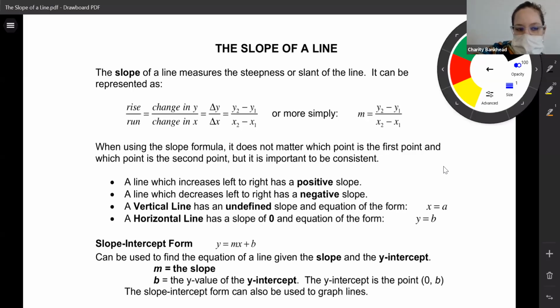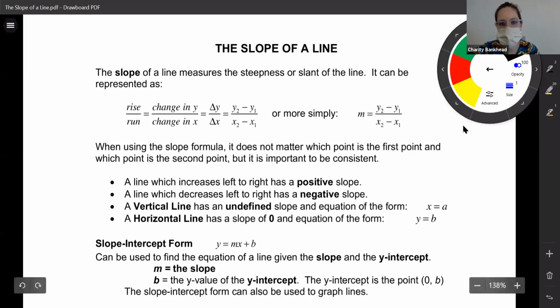All right, today we're talking about the slope of a line. The slope is sometimes described as rise over run. It's the change in y over the change in x.